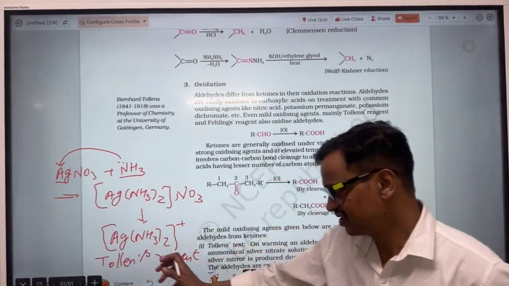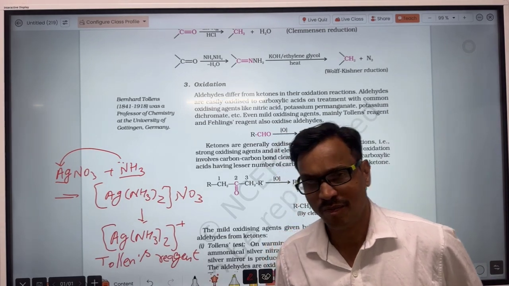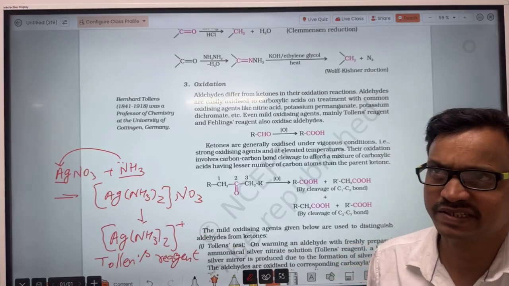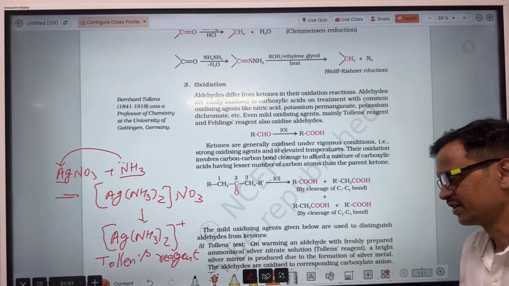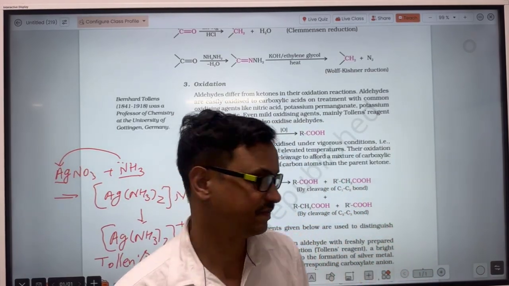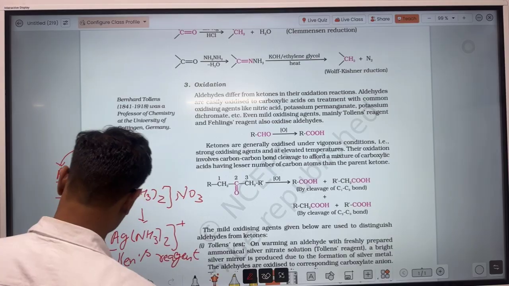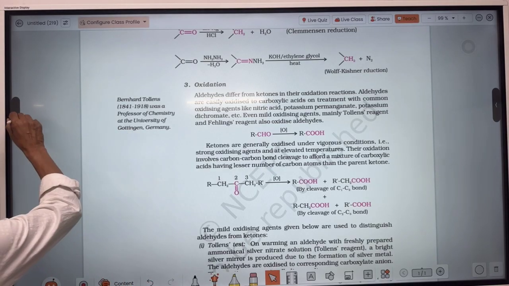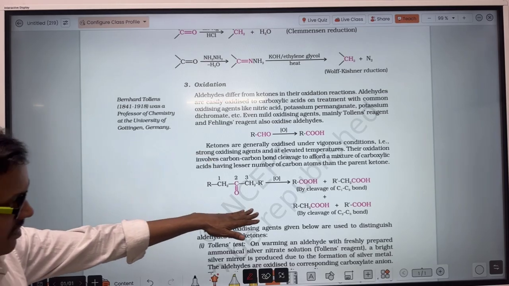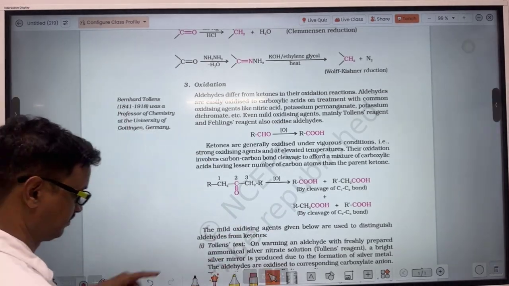The aldehyde can react with this Tollens reagent. Because Tollens reagent is a mild oxidizing agent, aldehyde will react with the Tollens reagent, but ketone will not. So this is how Tollens reagent is formed. Then, the aldehyde when reacted with Tollens reagent gives the Tollens test here.